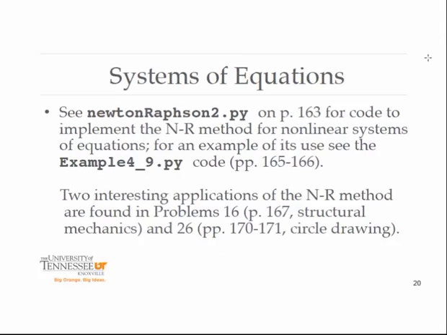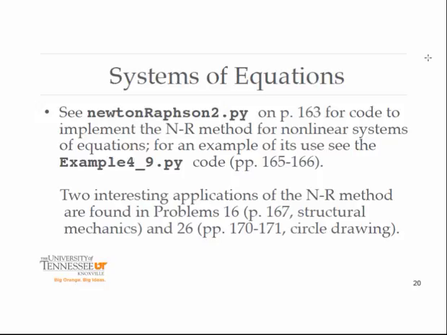So I will provide the Newton-Raphson 2.py script file, which is an implementation of Newton-Raphson for solving a system of nonlinear equations, as well as the example 4.5 code on pages 165 and 166. So both of those are on Blackboard for you to be able to download and play with. And I'm going to go over them in just a second so you'll get a better understanding of how the method is implemented in Python.